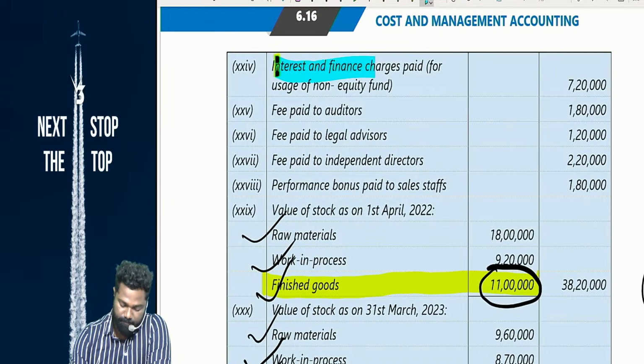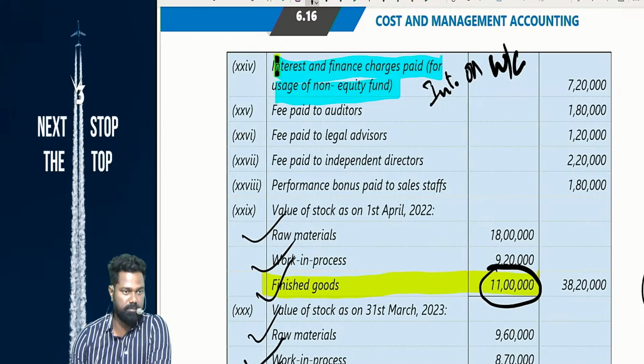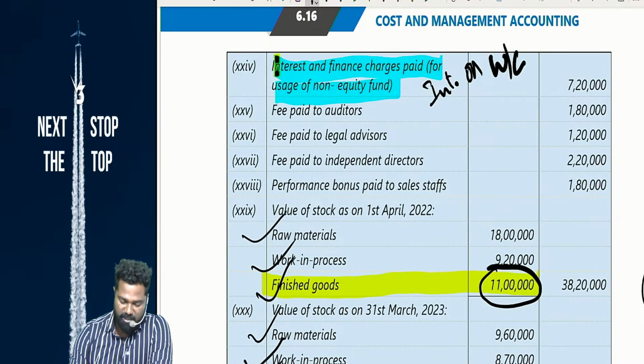Interest on working capital. I told you, right? You can have alternative assumptions also. What is the alternative assumption? You can treat this as interest on debentures and ignore it. Are you following or not? Okay. Assumption. What is the assumption? Tell me. Assumption.